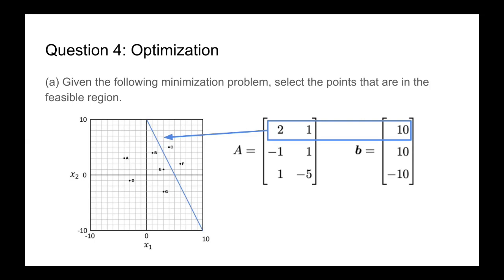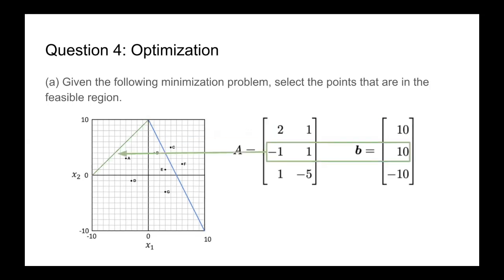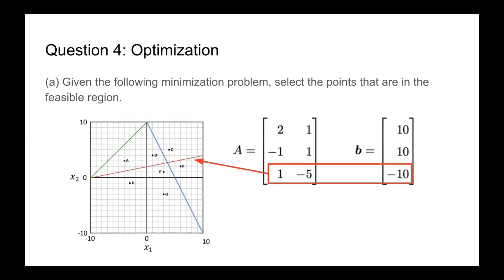And we haven't shown the region that the inequality covers here, but we know that since the inequality is less than or equal to a positive number, the region that's covered by the line is going to be under the line. Similarly, for the constraint that's plotted here, negative x1 plus x2 is less than or equal to 10. We've plotted the line, and the region that's covered by this inequality is going to be the region below the line. And finally, for this last constraint, x1 minus 5x2 is less than or equal to negative 10.